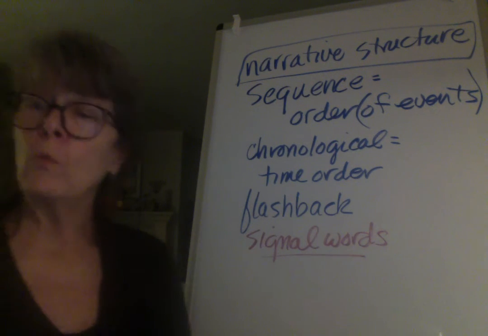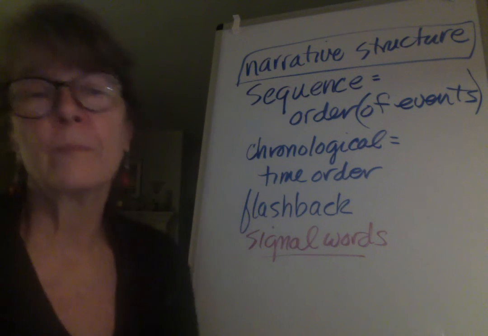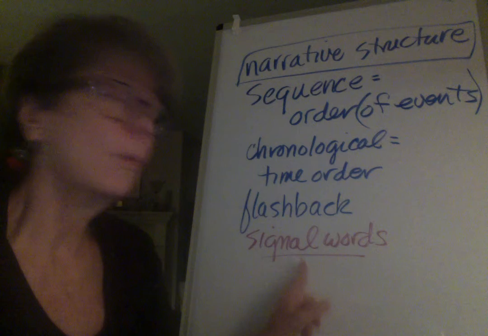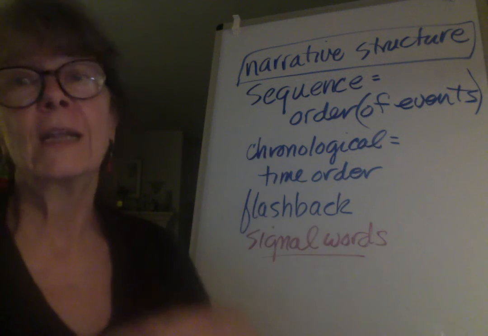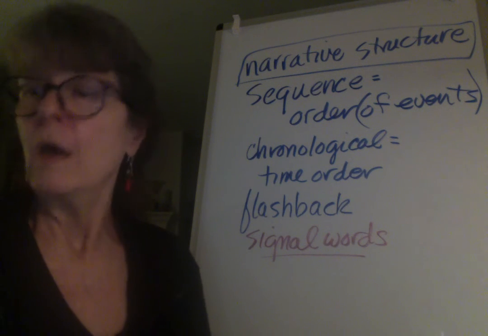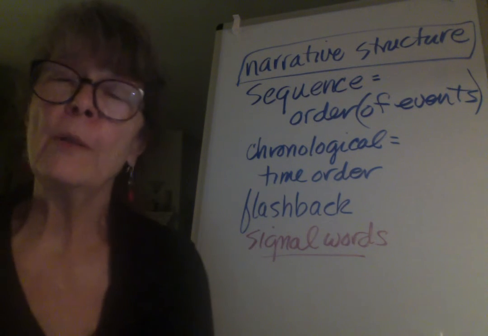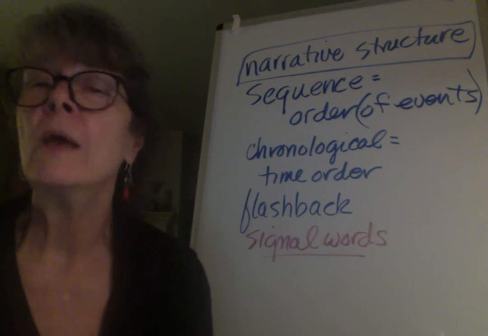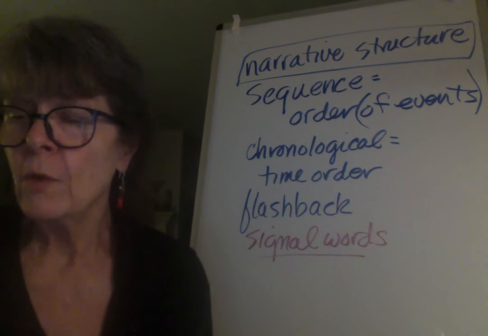Okay, so what we know about sequence in stories, or in anything that's written, comes primarily through signal words. Signal words are words like first, second, third, then, after, before, words that show points in time. Okay, so we're going to take a look at two passages. The first one is pretty much written in chronological order, what happens first in time, what happens second in time. The second passage plays around with the sequence a bit. So here's the first passage.